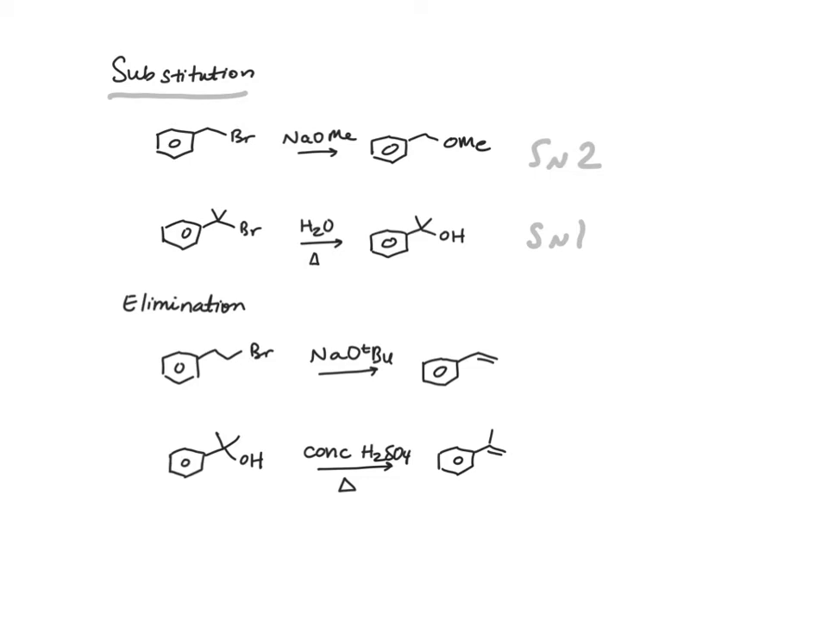In elimination reactions, you know that if you have a strong bulky base, a good leaving group, and a beta proton, then you can undergo an E2 reaction. And in the last example, when you have a tertiary alcohol, you can use concentrated sulfuric acid and heat to undergo a dehydration reaction in an E1 mechanism.